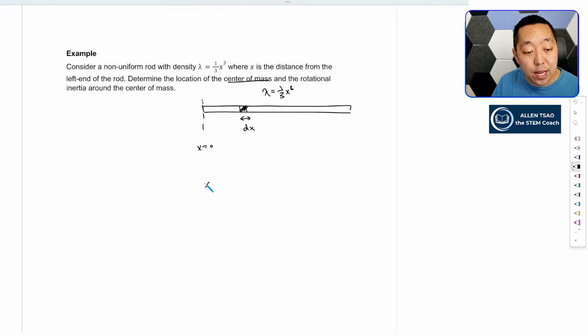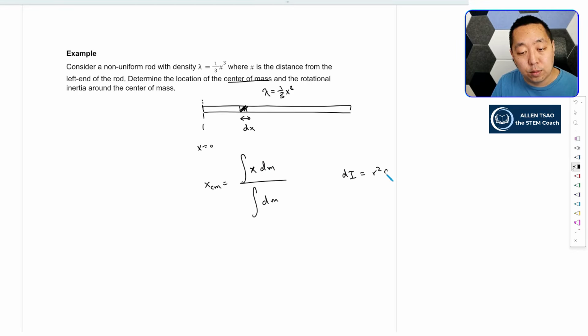For the center of mass, remember what we're going to do is integrate the position times the mass, over the total mass. And for the rotational inertia, you're just going to do r squared dm. So let's take them one at a time. We've chopped this thing up, and the distance from there to there is x.